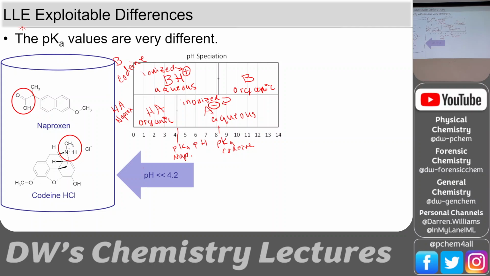So if this was a separation funnel, this would be in the water layer, and that one would be in the organic layer. Then you work the stopcock and separate your two layers, and now we've separated the two molecules. And that's great. We've separated one analyte from the other just using the pH and the organic solubility.